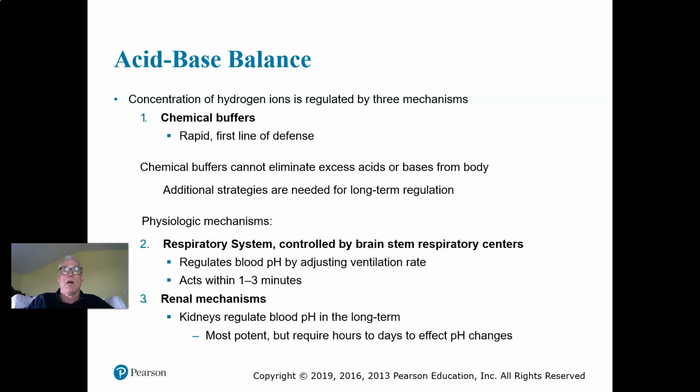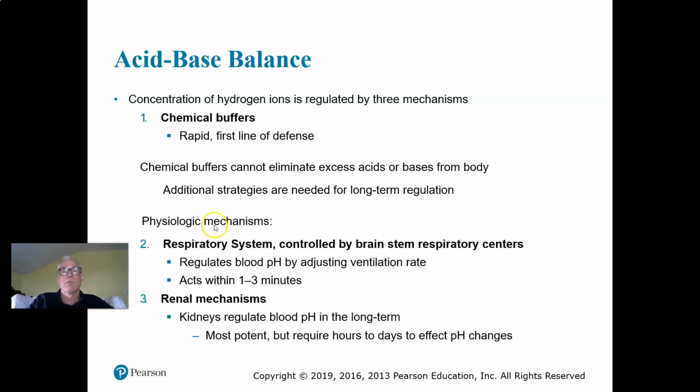Chemical buffers are chemicals that prevent the changes in pH by taking up or releasing hydrogen ions as they appear or disappear. But they're not a good strategy for long-term regulation. They have a finite capacity. If we continue to produce hydrogen ions and all we have to deal with is a chemical buffer, it would very soon be saturated, and we'd have just a huge buildup of hydrogen ion concentration and a terrible pH imbalance.